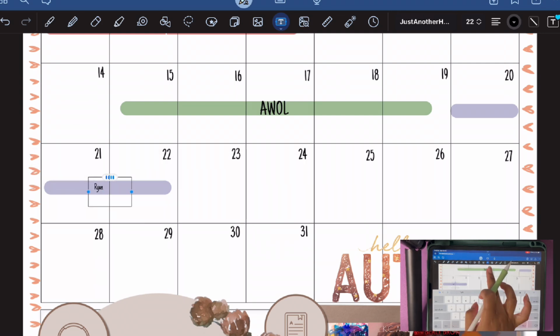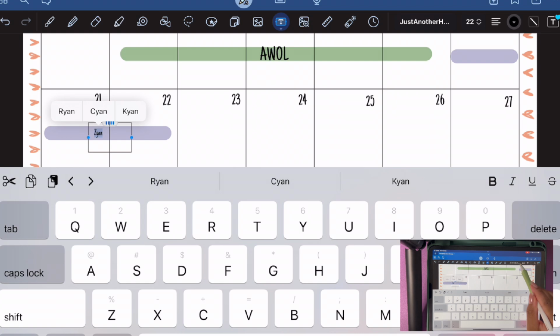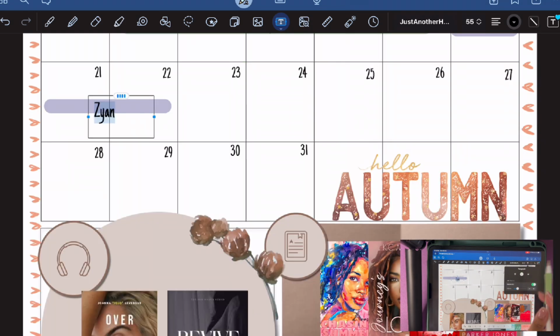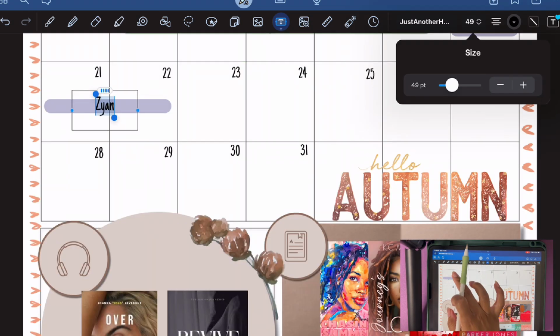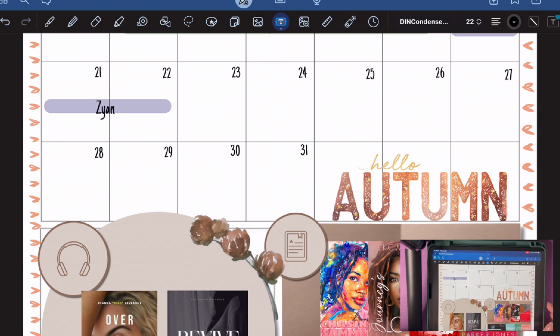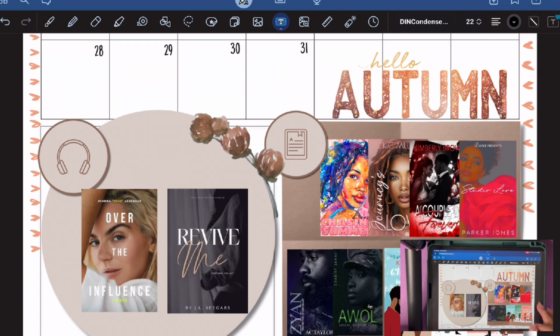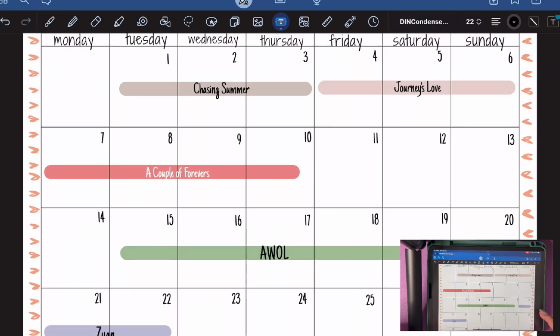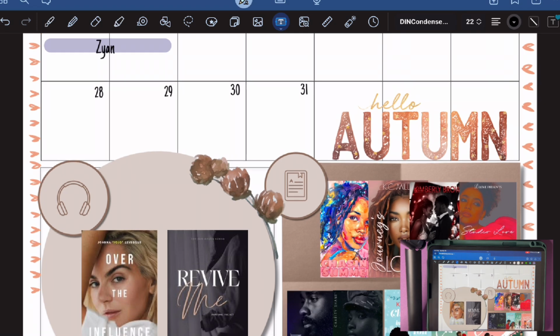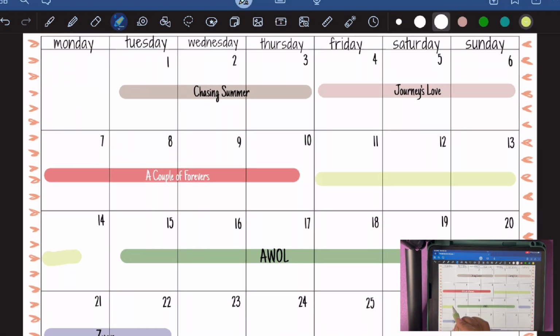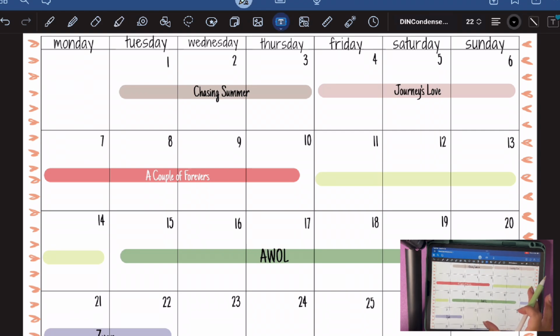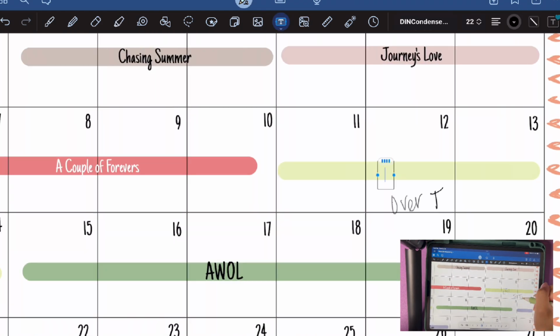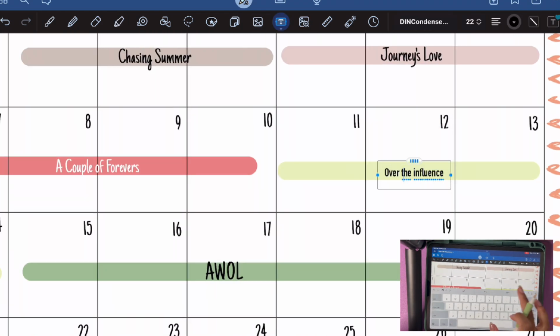So I use the highlighter function and try to coordinate the color of the highlighter to the cover of the book. It's just a thing I like to do. It's obviously not a must, but something fun I like to do. I play with the little color picker tool as well to help me out, so I'm using the right colors and I don't have to figure out the hex code for everything.